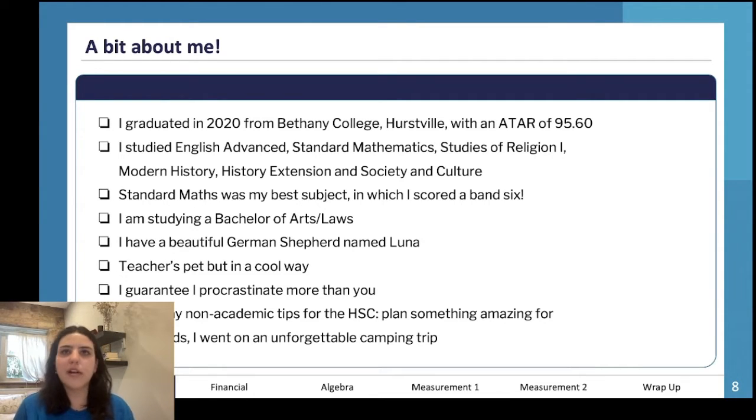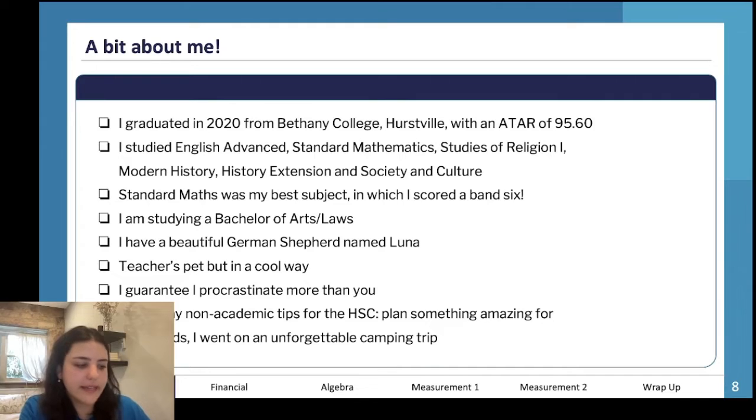So I started on 12 units. I very briefly jumped to 13, then dropped back down to 11. So I picked up Extension and I dropped Ancient, so it's on 11. And then I dropped English Extension in June of Year 12. So I dropped down to 10 units by the time I sat my HSC exams.